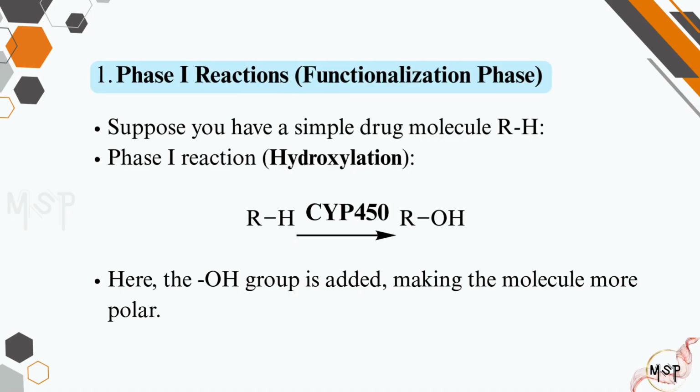Let's look at a simple example of a Phase 1 reaction. A drug molecule, represented as RH, enters the liver. The cytochrome P450 enzyme adds a hydroxyl group to the molecule, so it changes from RH to ROH. This process, called hydroxylation, makes the drug more polar and more water-soluble, helping the body eliminate it.